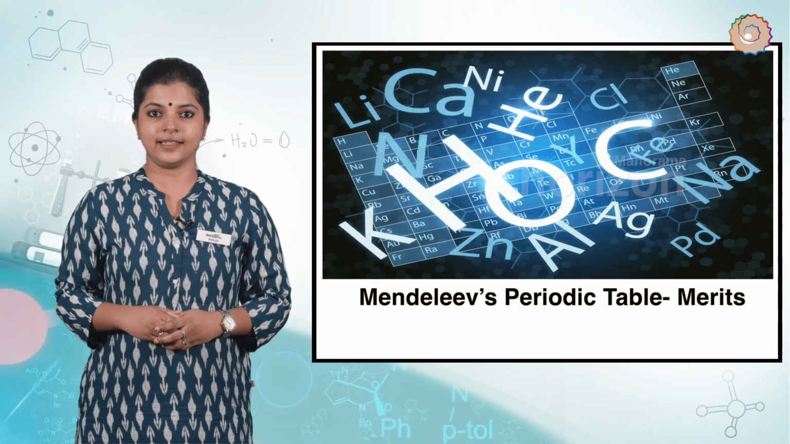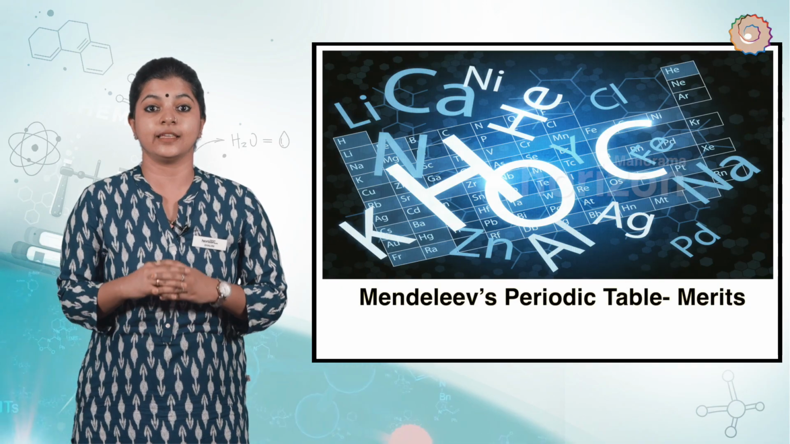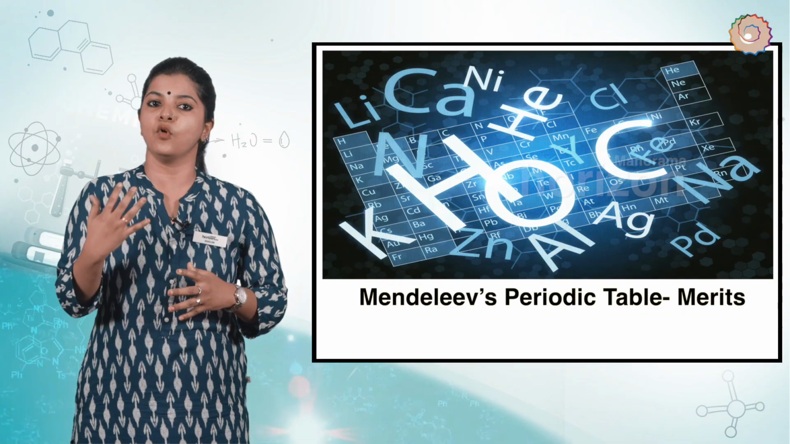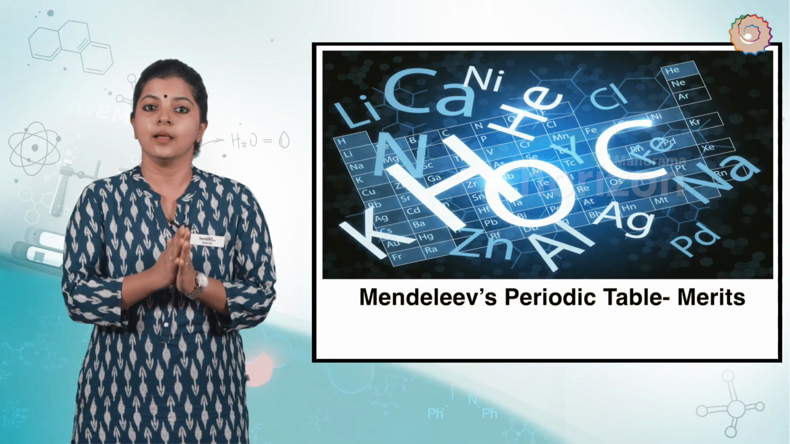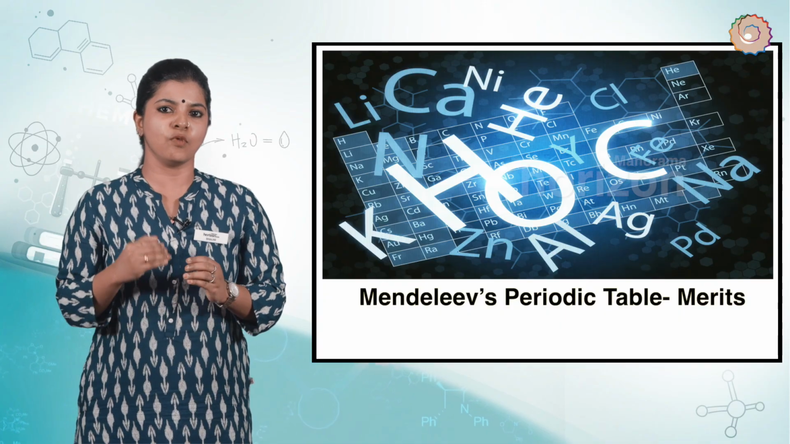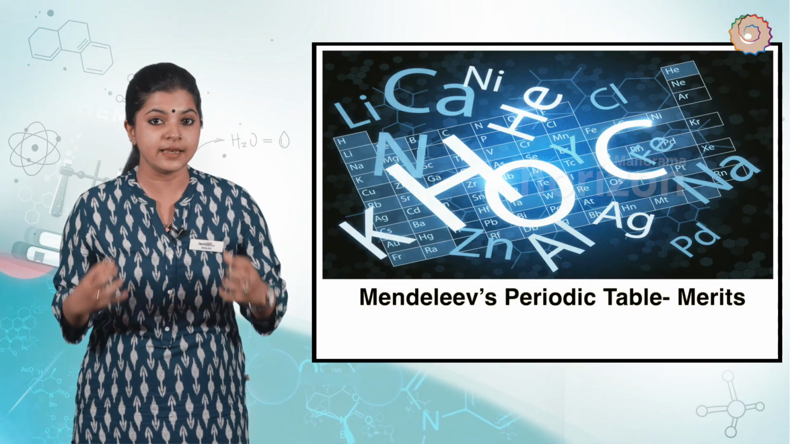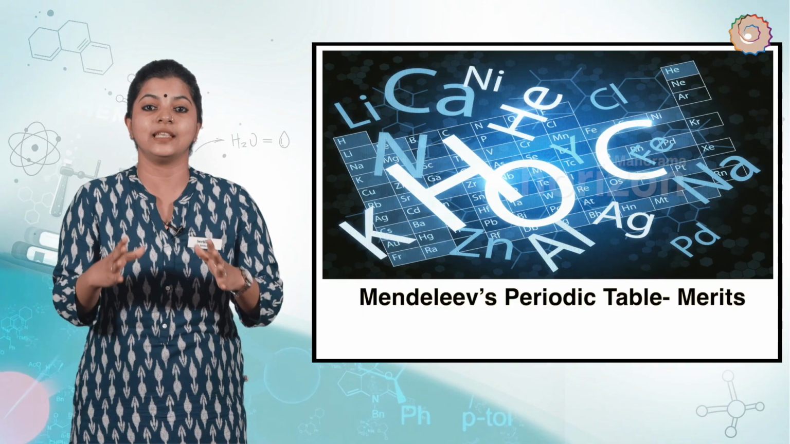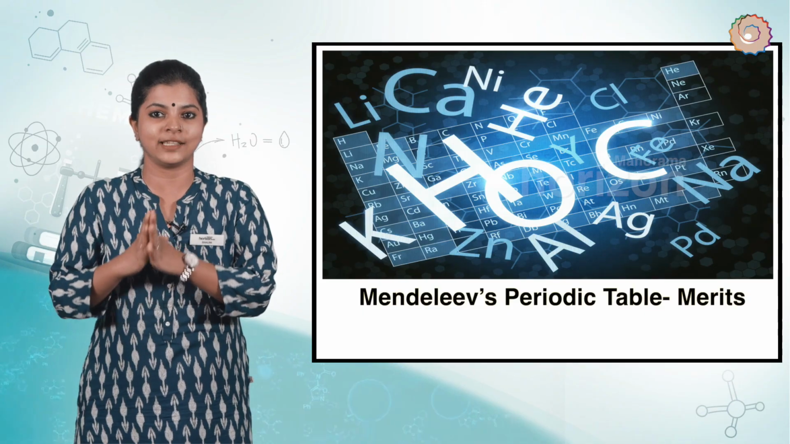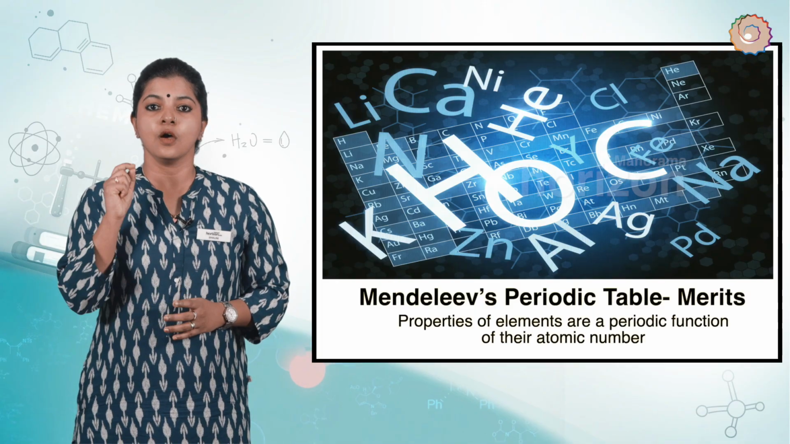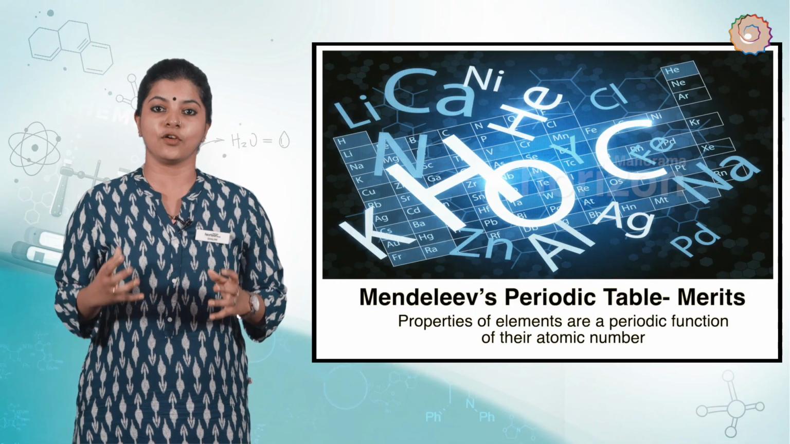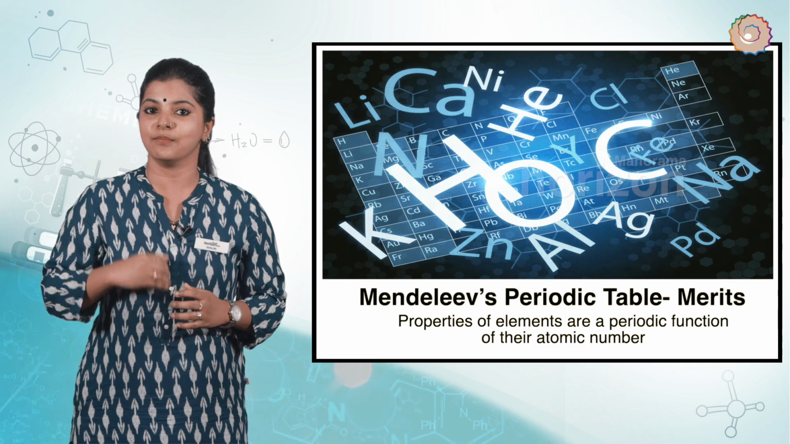In 1913, Henry Moseley showed that the atomic number of an element is a more fundamental property than its atomic mass. Accordingly, Mendeleev's periodic law was modified and atomic number was adopted as the basis of the modern periodic table. The modern periodic law can be stated as: properties of elements are a periodic function of their atomic number.